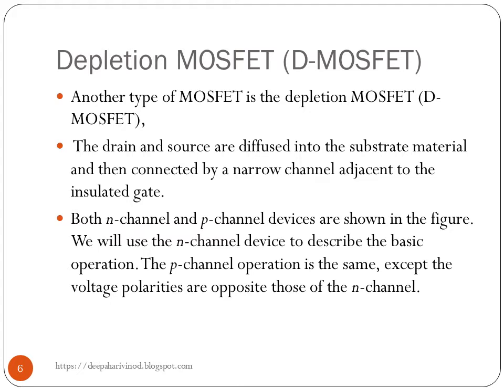Next, the other type is the depletion MOSFET. Another type of MOSFET is the depletion MOSFET, that is D-MOSFET. The drain and source are diffused into the substrate material and then connected by a narrow channel adjacent to the insulated gate. Both N channel and P channel devices are shown in the figure. Normally we will be using the N channel device to describe the basic operation. The P channel operation is the same, only the voltage polarities change.